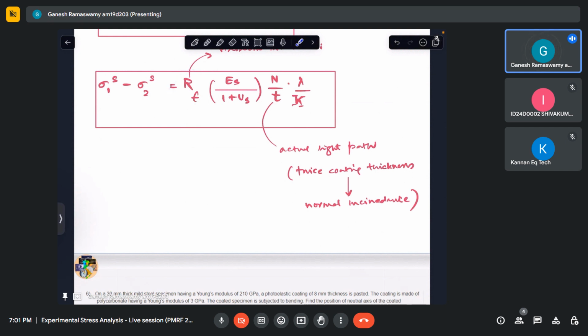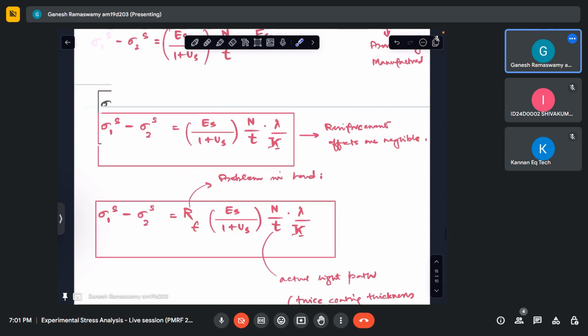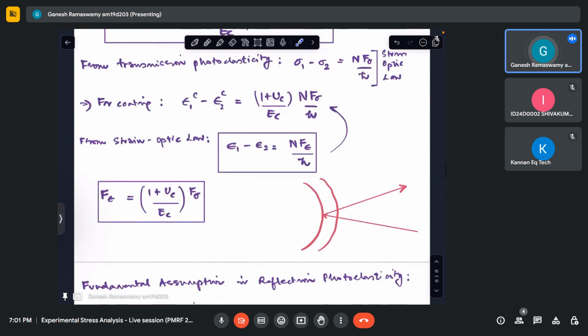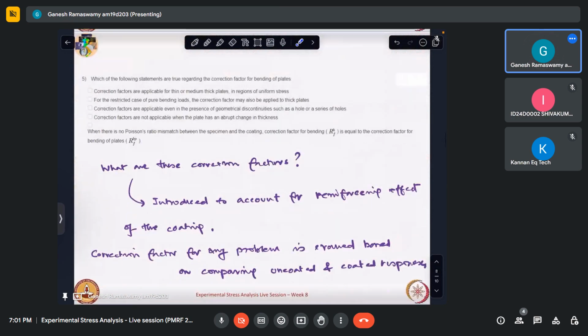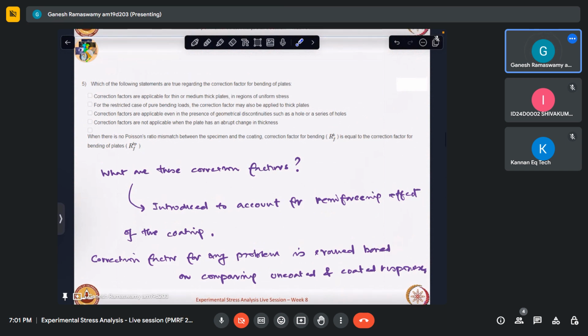So the question asks, which of the following statements are true regarding the correction factor for the bending of plates? Correction factors are applicable to thin and medium thick plates in the regions of uniform stress. Yes, this is applicable. For the restricted case of pure bending, the correction factor may also be applied to thick plates. Yes. The correction factors are applicable even in the presence of geometrical discontinuities such as holes or a series of holes.